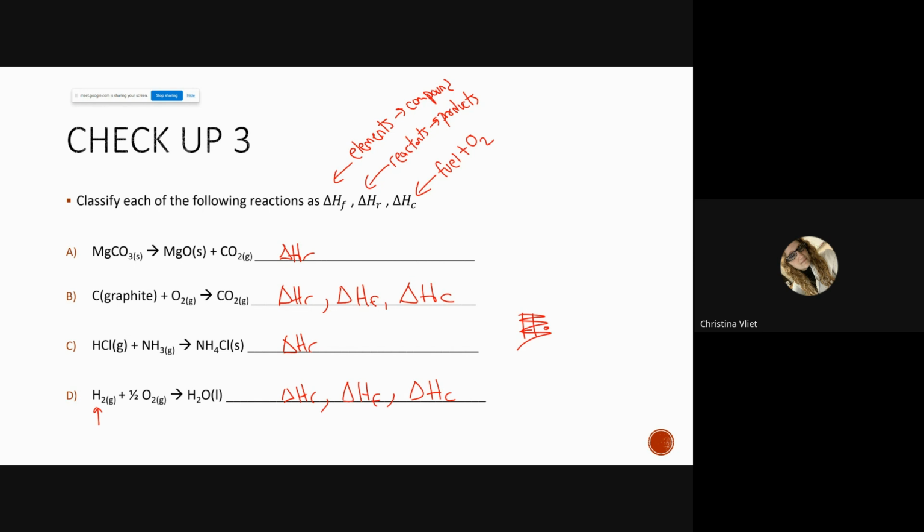All right, good so far? This first thing was to be able to look at a reaction and classify what type it could be identified as. So this means Cambridge can be spicy with you, and for a reaction like this, they could call it any of the three, and you have to recognize that.